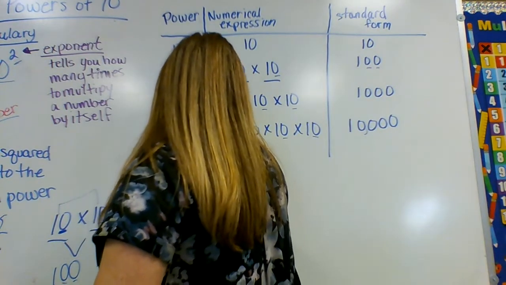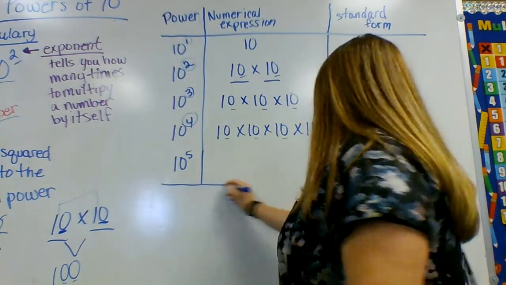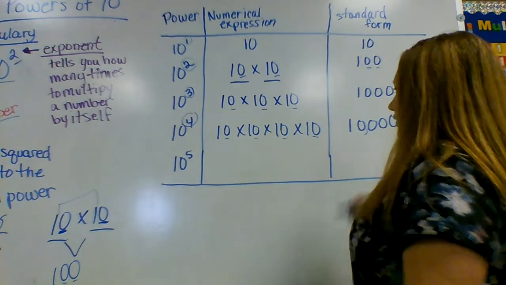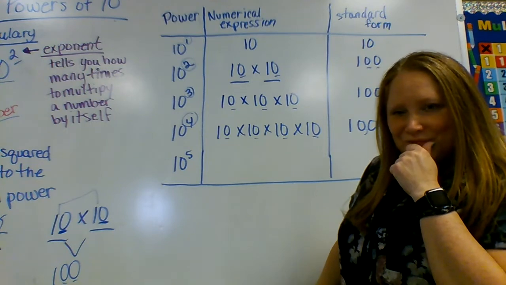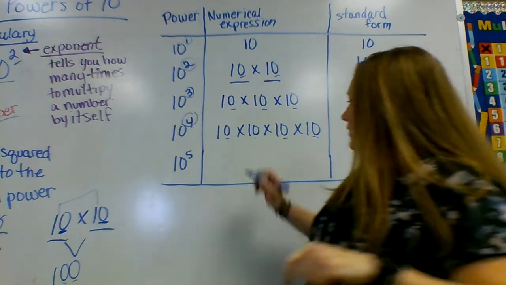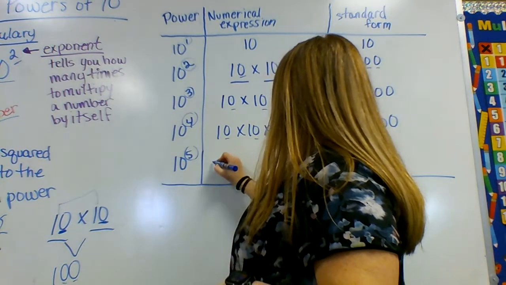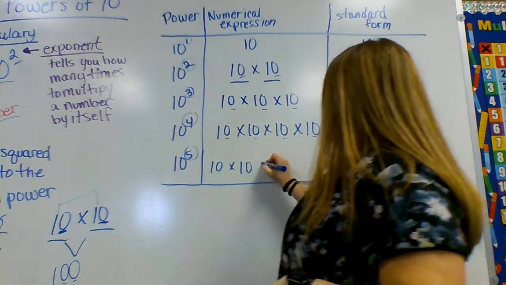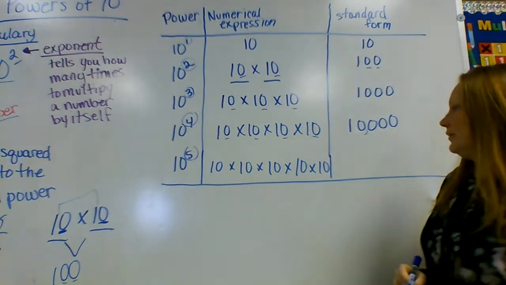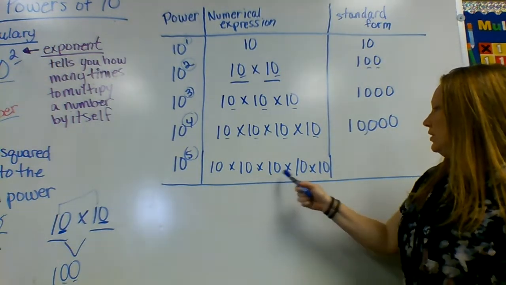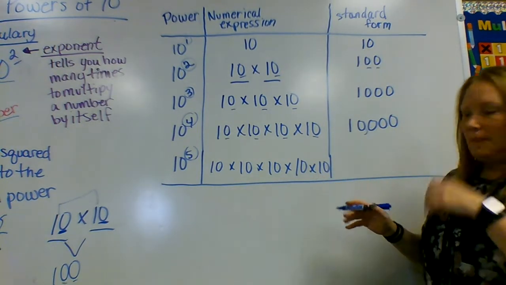10 to the fifth power. Okay. How many times am I going to multiply 10 by? You got it. 5. Because that's what the exponent says. 1, 2, 3, 4, 5. Always count to make sure you got it right.